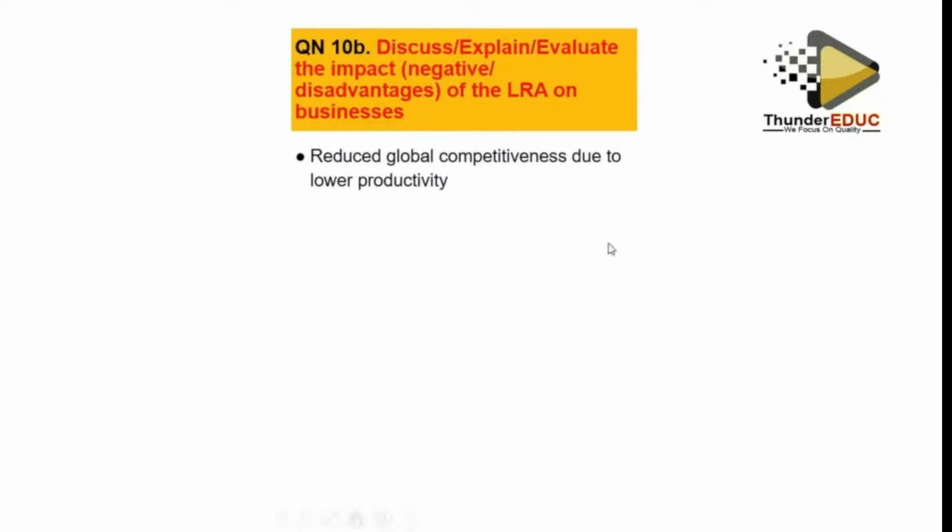So now global, remember, we refer to what? We refer to international relationship. So competitiveness here, we check whether this business will be able to promote its brand internationally. Will its brand be recognized in other countries? So now this LRA somehow reduces what? Reduces the chances of the brand being known by other countries.